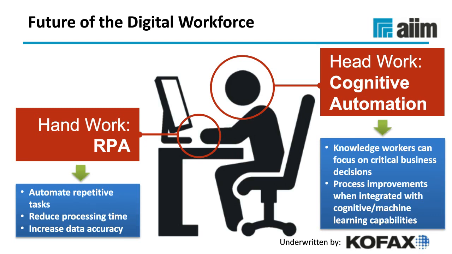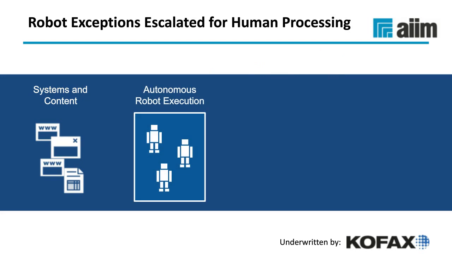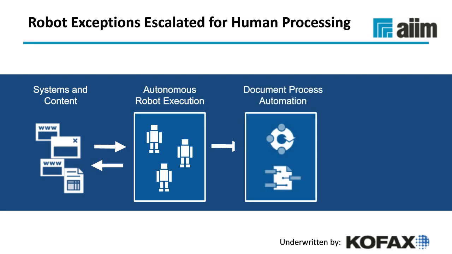So let's move on. I've got a series of visualizations here to hopefully bring the point home more clearly. To visualize this further, robots can operate autonomously, processing data and content across business systems and interacting with document processes, and when necessary, engage with the knowledge worker to collect additional information, provide notifications, and so on.